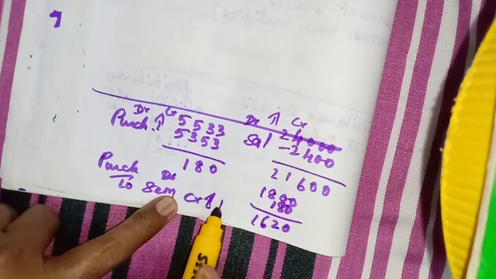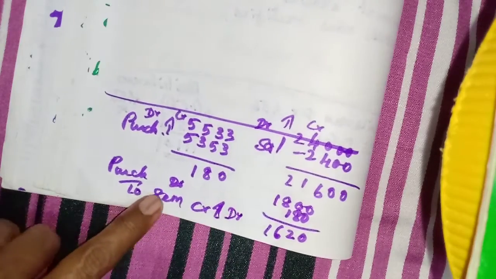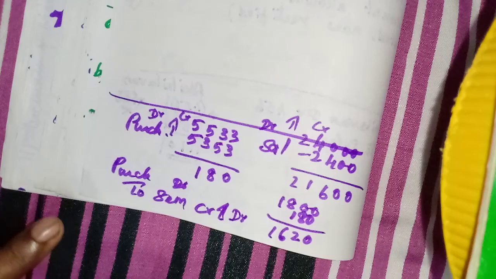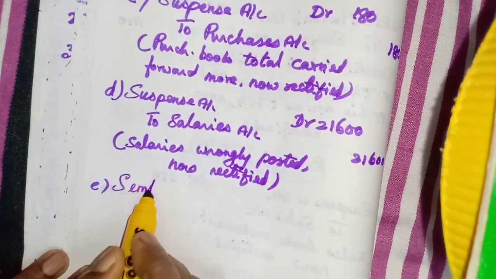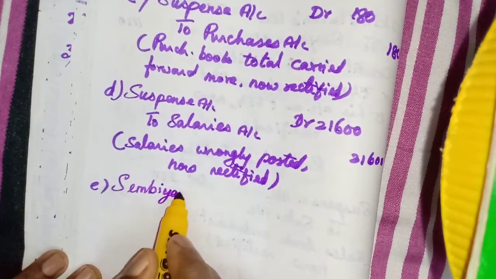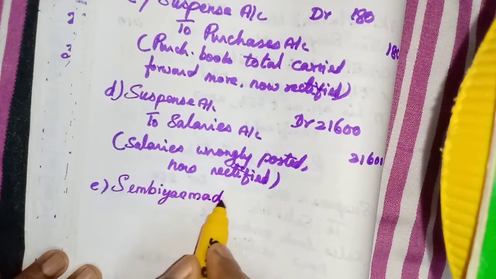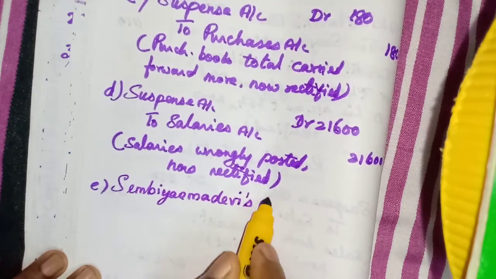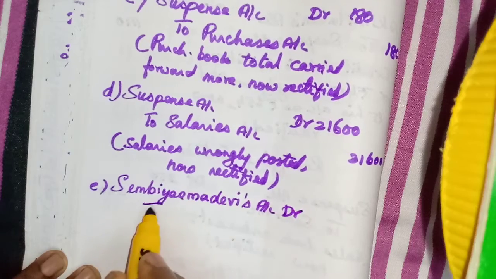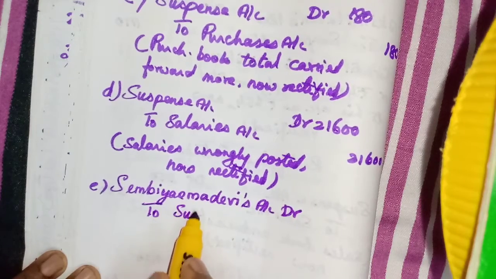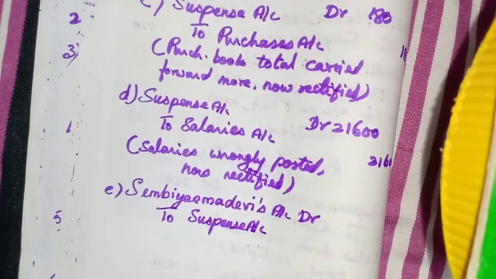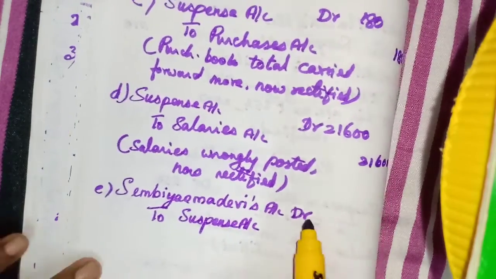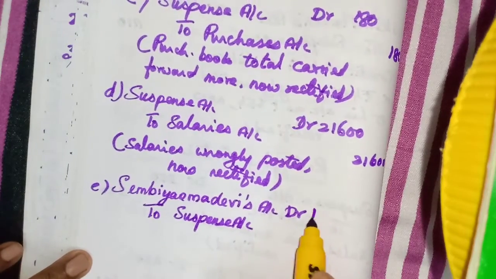If credited more, what should we do? Debit. So Sembian Madevi's account must be debited. Suspense account must be credited. Sembian Madevi's account debtor to suspense account. Amount 1620.